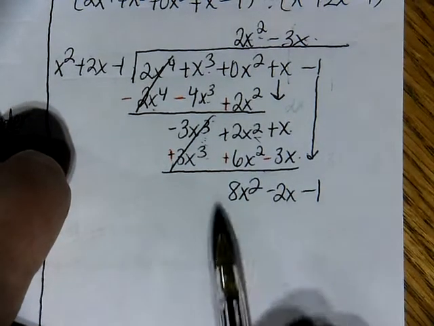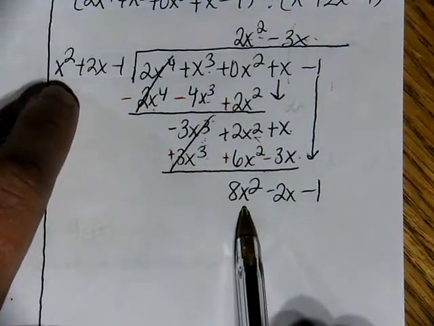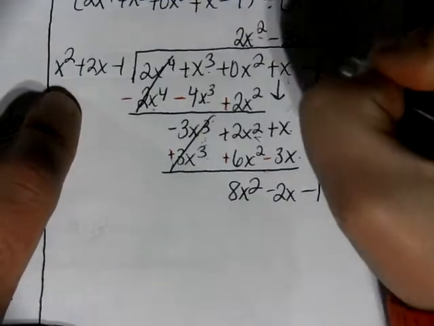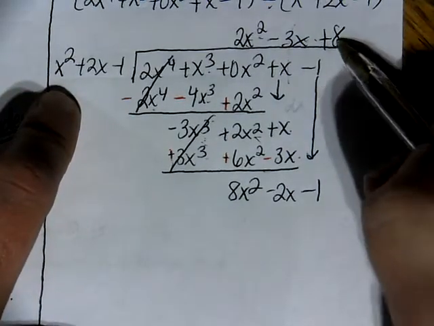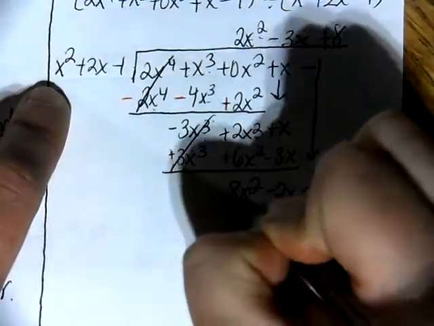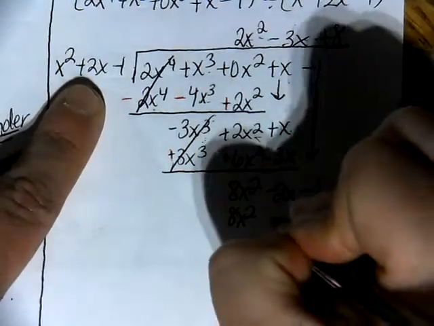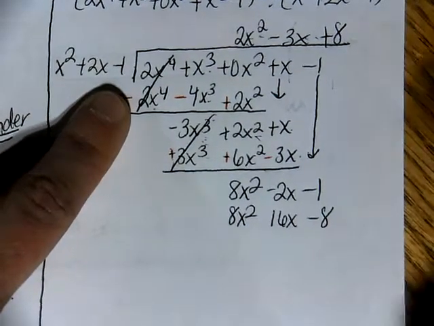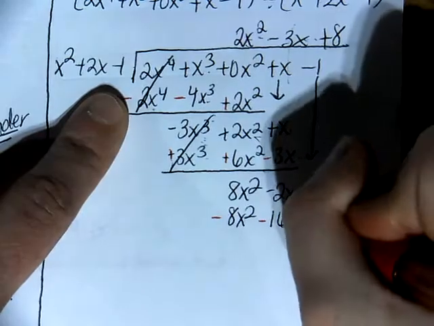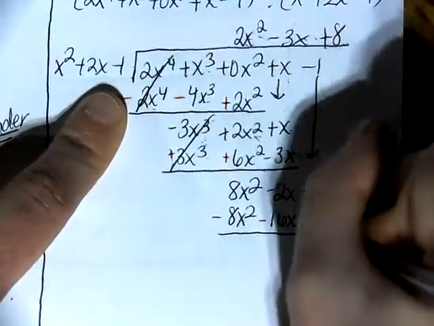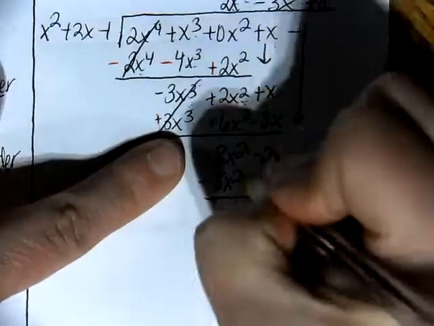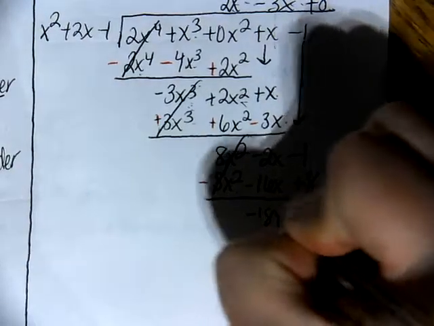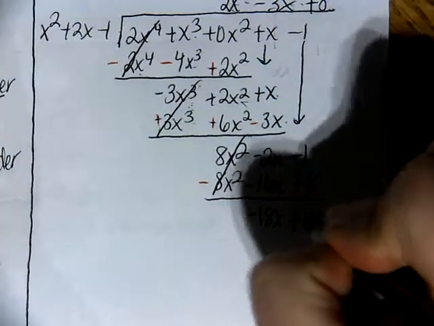And I'm going to repeat the process, focusing on the first term and the first term. And I ask myself, what times x squared equals 8x squared? And that's going to be a positive 8. So now I'm going to multiply. 8 times x squared is 8x squared. 8 times 2x is a positive 16x. 8 times negative 1 is negative 8. So now I'm going to change all of my signs to their opposite, and I'm going to combine going straight down. 8x squared minus 8x squared cancels away. Negative 2x minus 16x is negative 18x. Negative 1 plus 8 is plus 7.